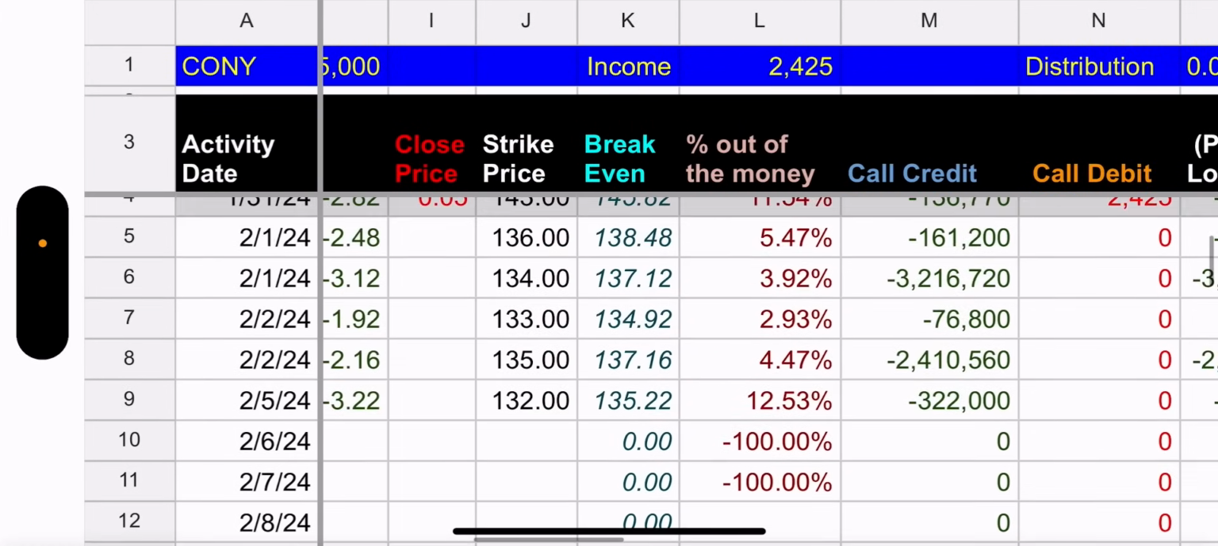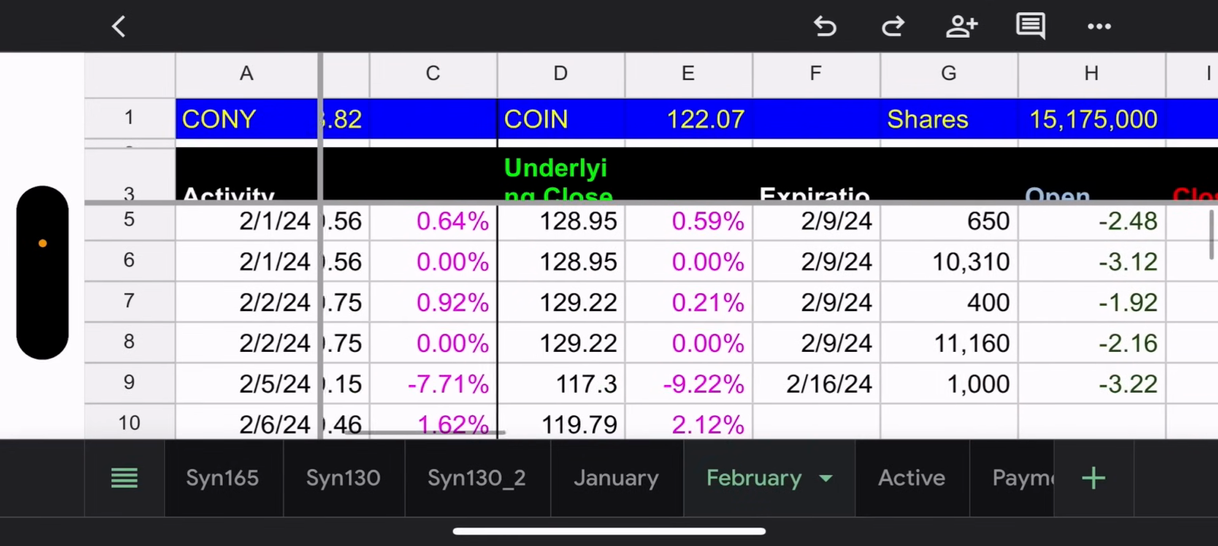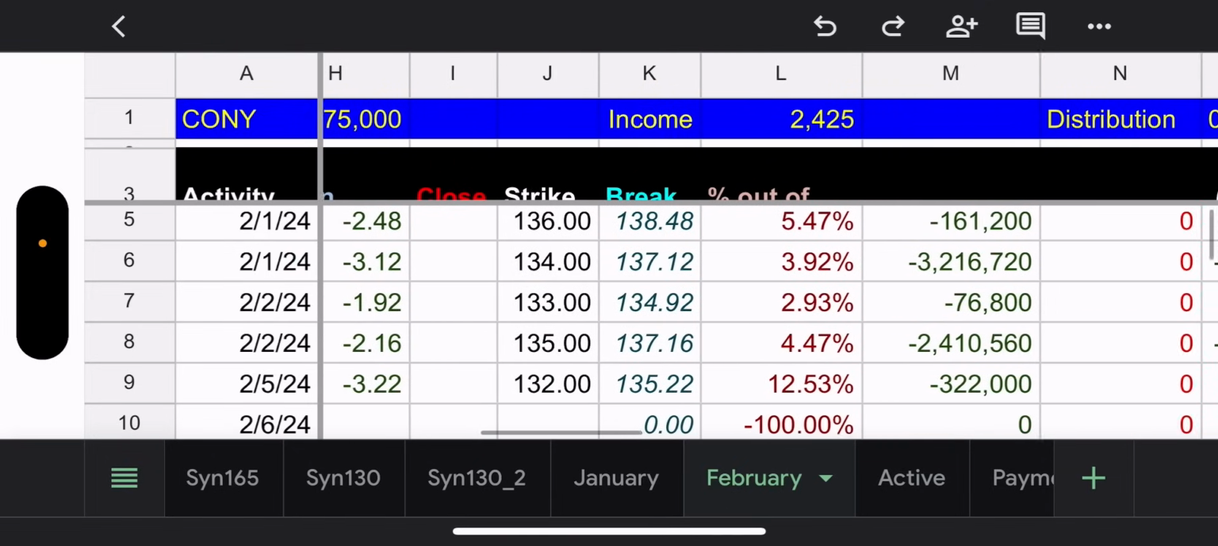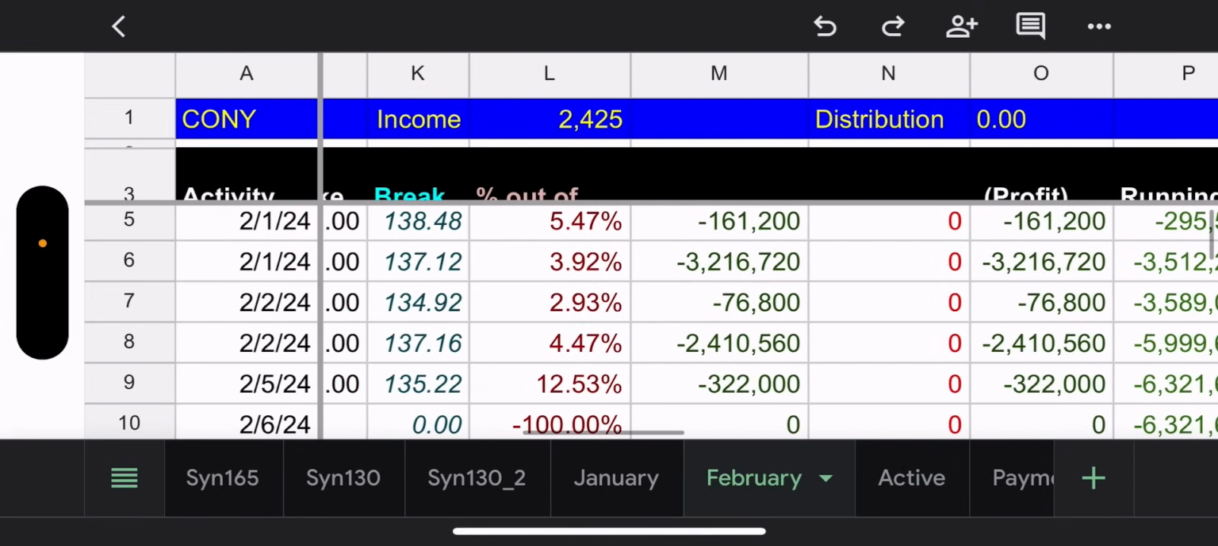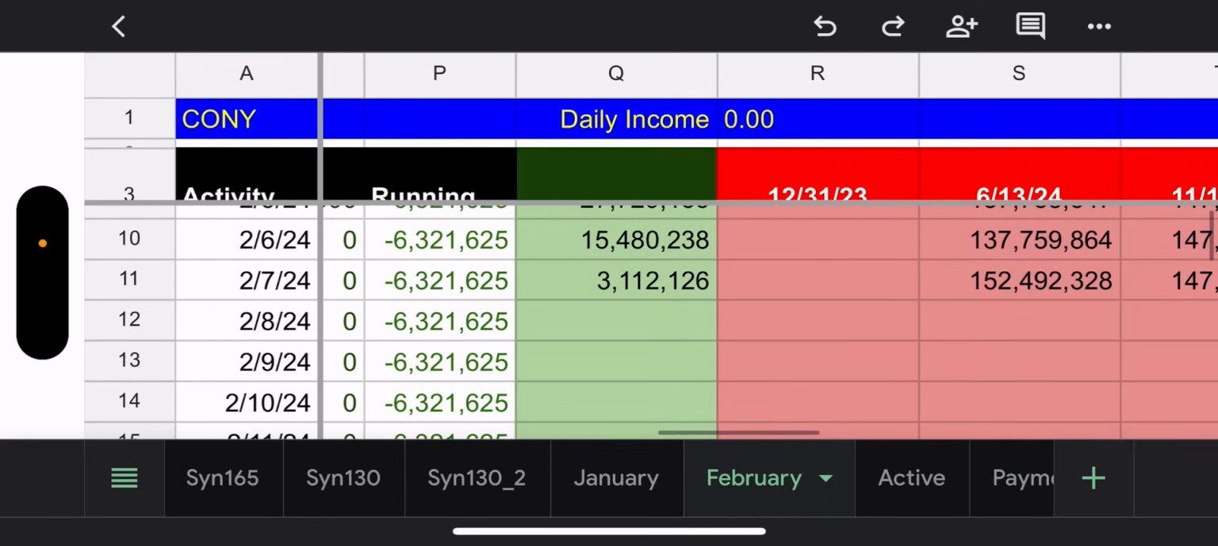So yeah, no new trades. Our break even for these, the lowest is 135, so COIN is at 122. So let's hope it stays below the 135 range. Cash and treasuries, let's see. They moved.